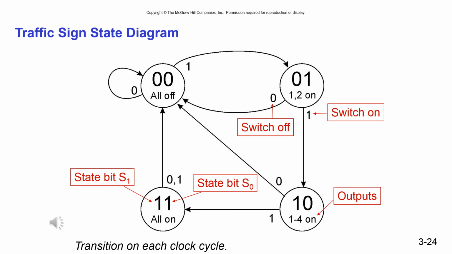So the concept of state and moving from one state to the next is a critical component for understanding the information processing cycle. Here we have the state diagram for the traffic sign we just saw, and all of the possible states and the transitions between the states. You can see all off, the switch is on, we go to state number 1, 1 and 2 on. If we turn the switch off, we go back to 0, 0. If the switch is still on, we transition from 1, 0, 1 to 1, 0. If the switch is still on, we go to 1, 1. If the switch is turned off, we go back to 0, 0, etc.